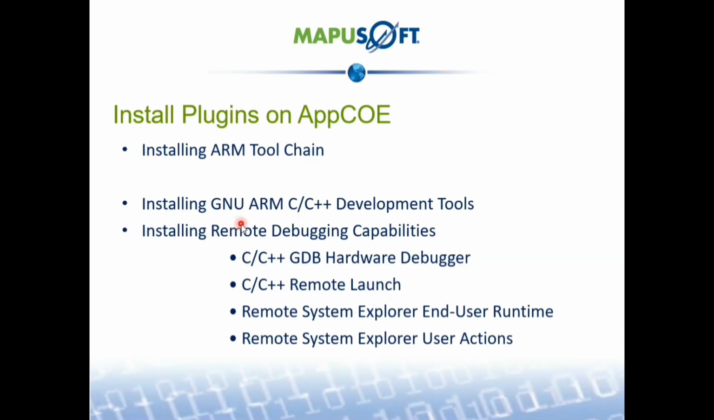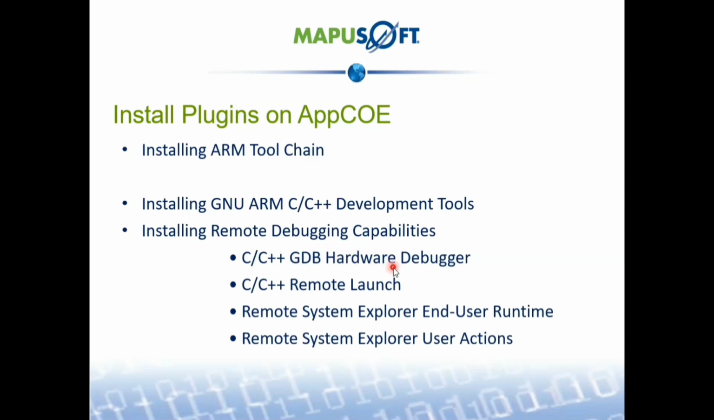Okay, now installation of GNU ARM development tools is also done successfully. Now coming to install remote debugging capabilities. These listed four plugins are really needed, because the remote debugging capabilities plugins list a lot more software. So we require only these four things. Make sure you select these four while installing the remote debugging capabilities.